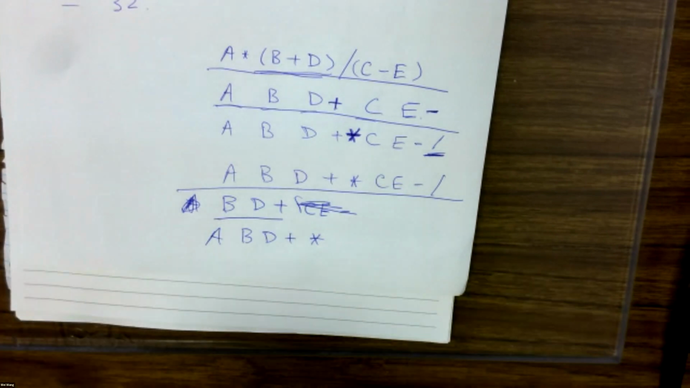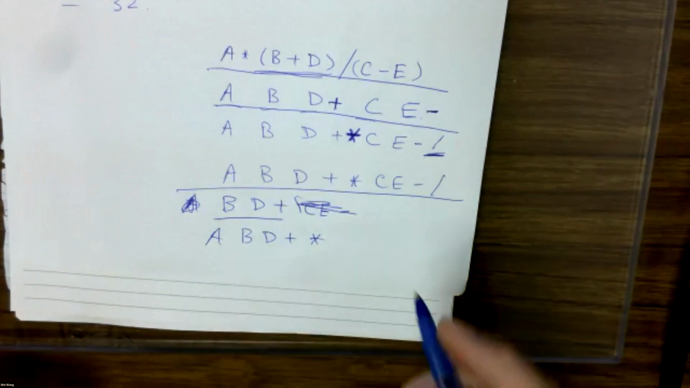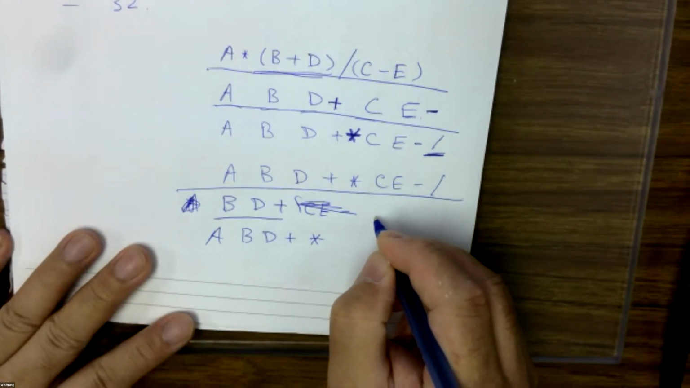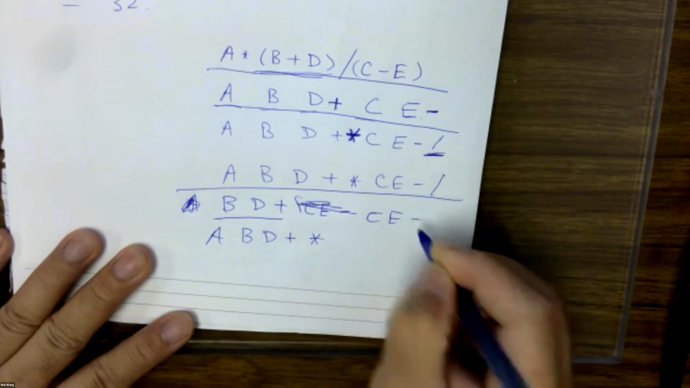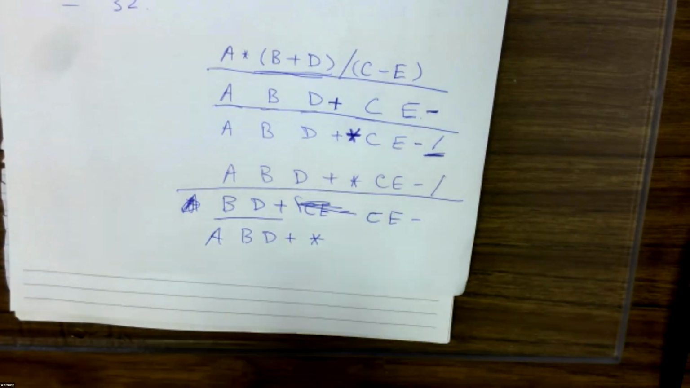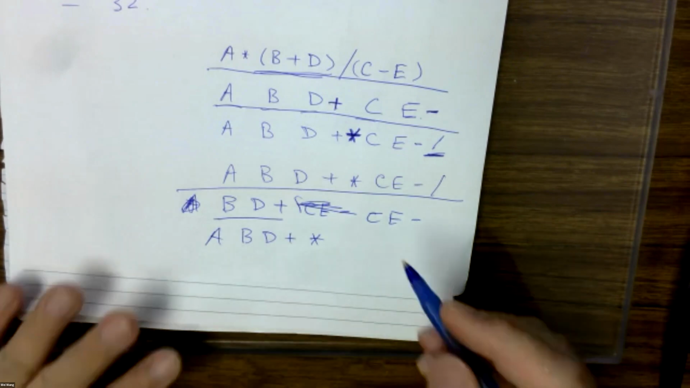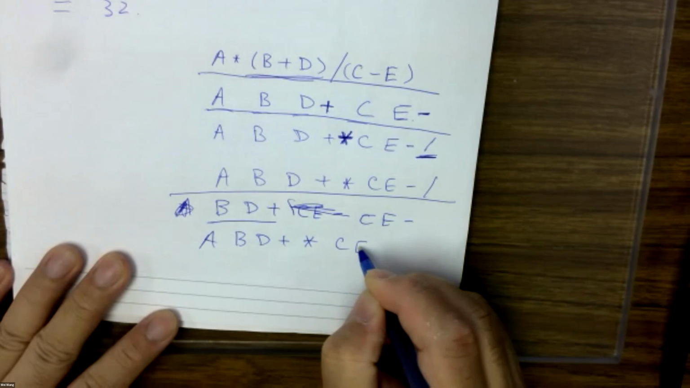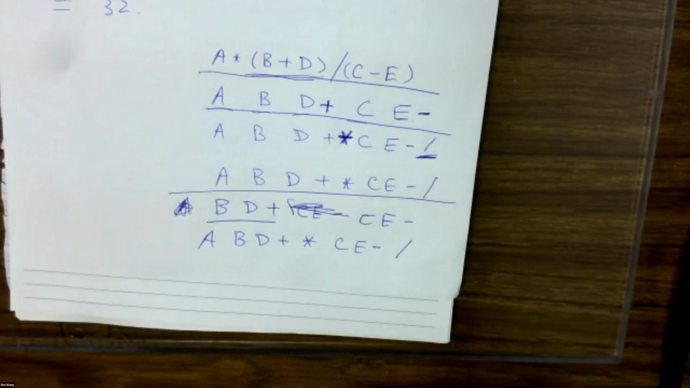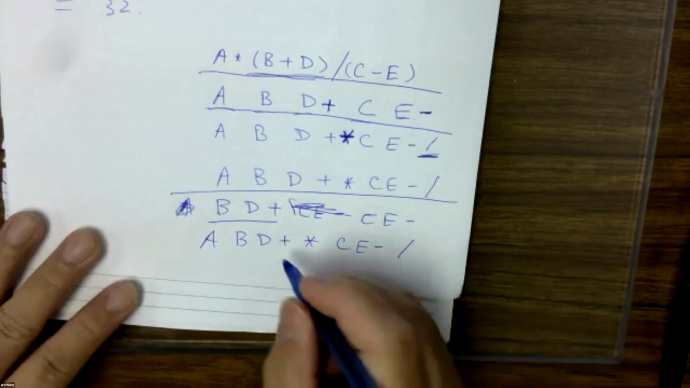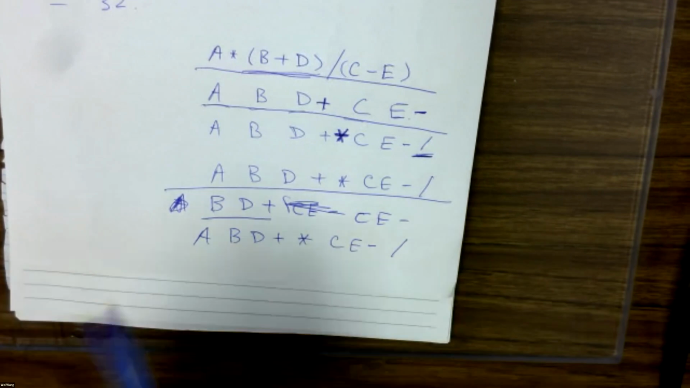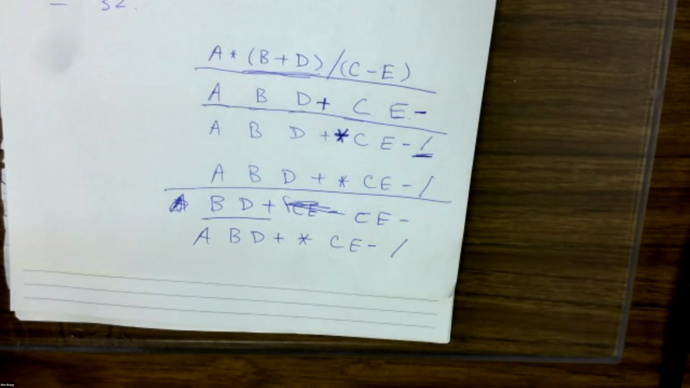Or if you strictly follow the rule of parentheses first, then you would do C minus E. However you do it, the result would be the same, and at the end you do the division. As long as you follow the postfix rules, the result would be the same.